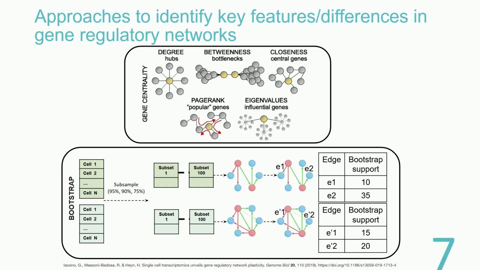Now, what does it mean to weigh an edge with, let's say, a bootstrap support value of 10? That means if we subsample this population of cells into multiple subsets, in this case 100 subsets, and we generate a GRN for each one of these subsets, a value of 10 means that this edge E1 is present in 10 of these generated GRNs. So the higher the bootstrap support value, the more an edge is prevalent in most of the GRNs that have been generated from the subsampled cells.